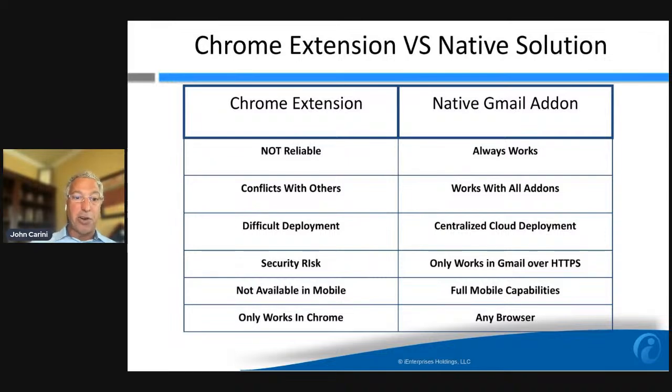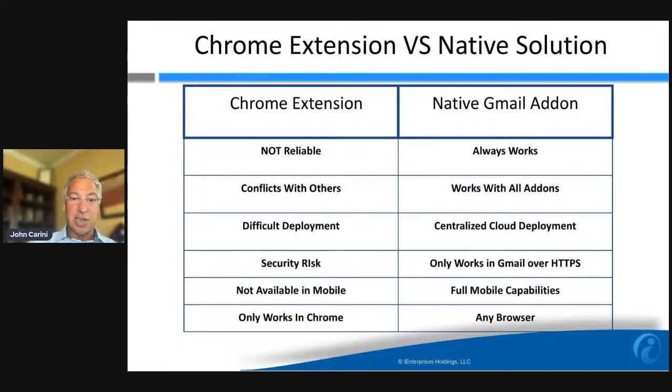There's also a huge security risk with Chrome extensions. They can see everything you're doing in your browser, including when you go to your bank account. They can actually see that, whereas ours is actually in Gmail, so we're only seeing the stuff that you want us to send to Salesforce or whatever CRM you're using. And we're not even seeing it. We're actually passing it directly from the Gmail server to Salesforce or whatever CRM you're using, instead of this Chrome extension that actually looks at everything and inspects everything you do in your browser.